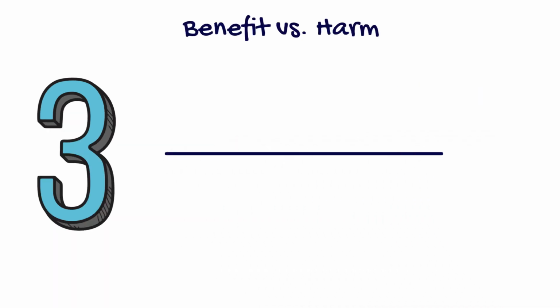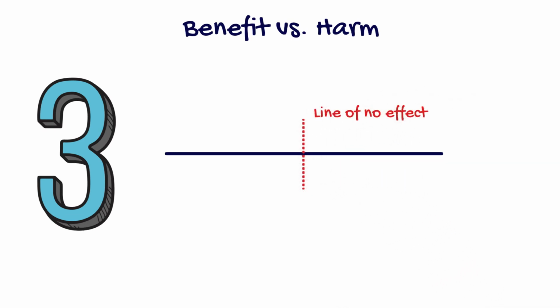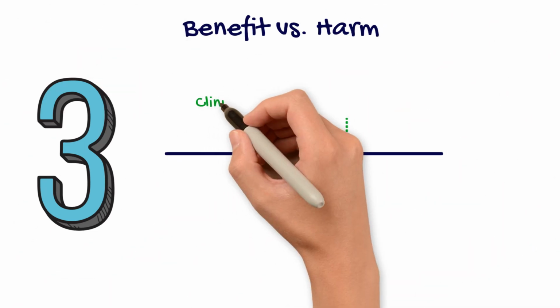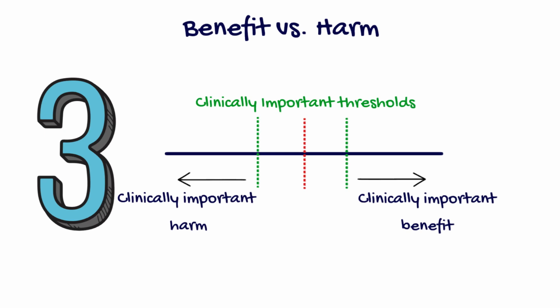Third, by comparing the range of values included in the confidence interval in relation to the line of no effect, we can weigh the potential for benefit versus harm. The range of values can also be compared to some threshold that we might consider to be clinically important. Using this information, we can determine whether the intervention is likely to be associated with clinically important benefit or harm.